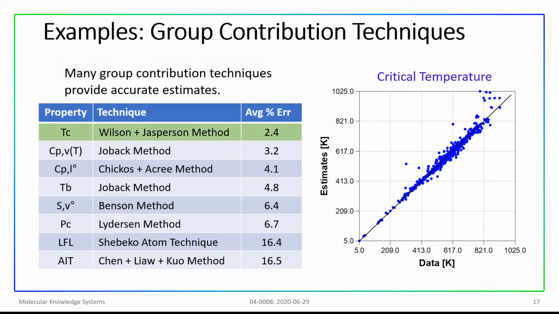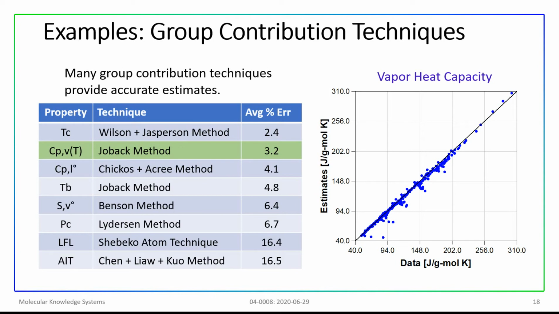Now, many group contribution techniques provide accurate estimates. For example, the Wilson-Jasperson method estimates the critical temperature with an average error of 2.4%. The graph shown here compares a set of estimated values against data values and shows that the technique produces very good results with very few outliers.